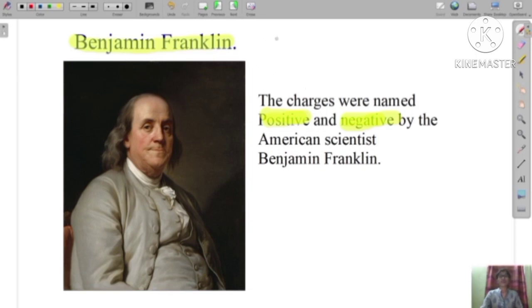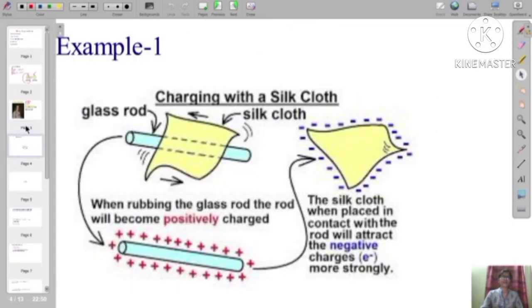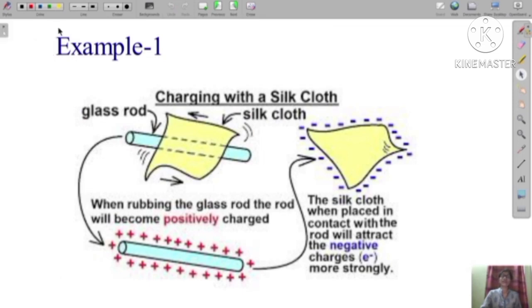Now, there may be a chance of asking this question for 1 mark. The question may be asked as: name the scientist who named the charges positive and negative. So there is a chance of asking this question for 1 mark. Okay, now then why did he name the charge positive and the charge negative? That is what we are going to discuss. So to know about these charges, again we have to see those examples which we have studied in the previous session.